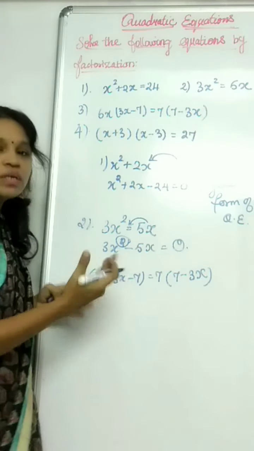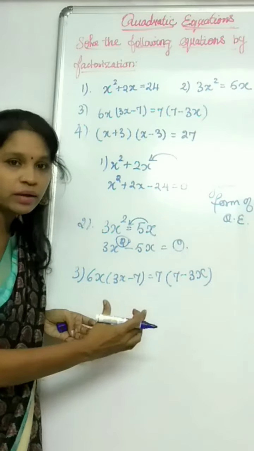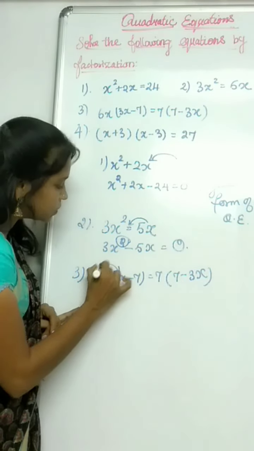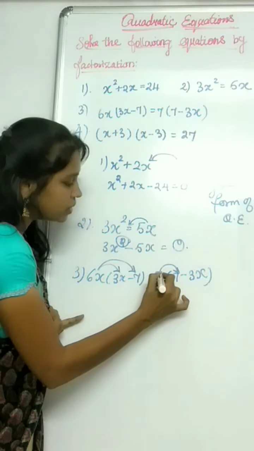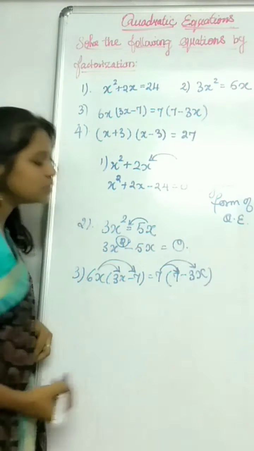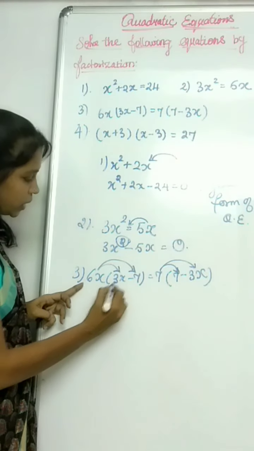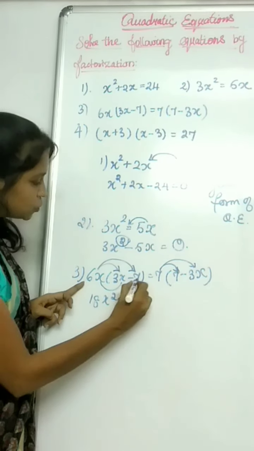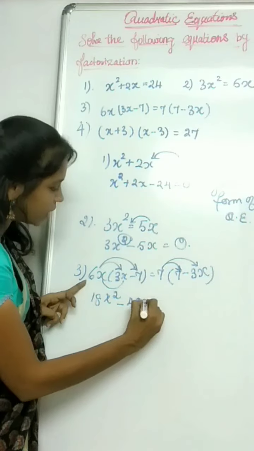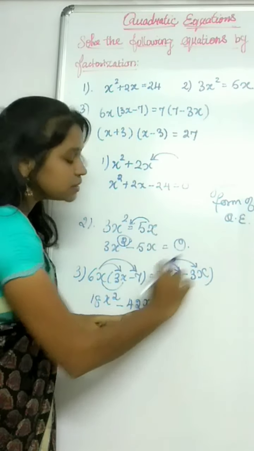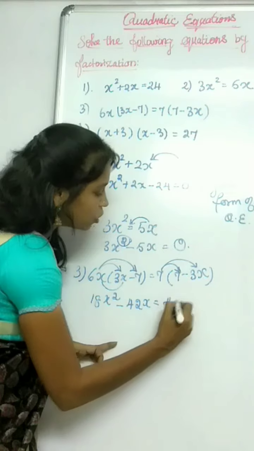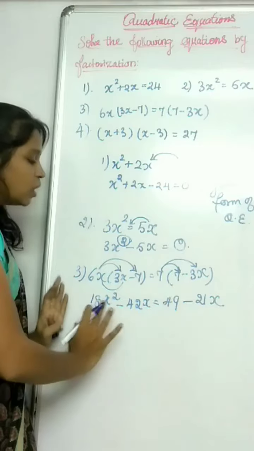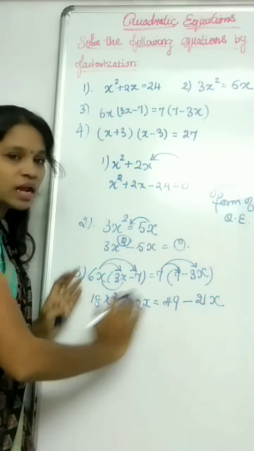So what is the procedure to solve? First we want to remove the bracket. To remove the bracket, you have to multiply the terms inside. Multiply 6x with the first term and with the second term, and here 7 multiplied with the first term and also the second term. So 6 into 3 is 18, and x into x is x square, and 6 into 7 is 42, and we have x, so it is 42x. And now you multiply this number inside: 7 sevens are 49 minus 7 threes are 21x. Okay, and once you have removed the bracket, we have both LHS and RHS.